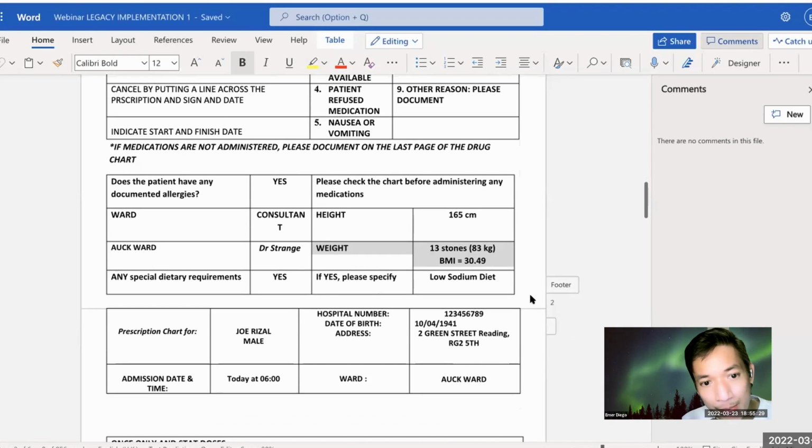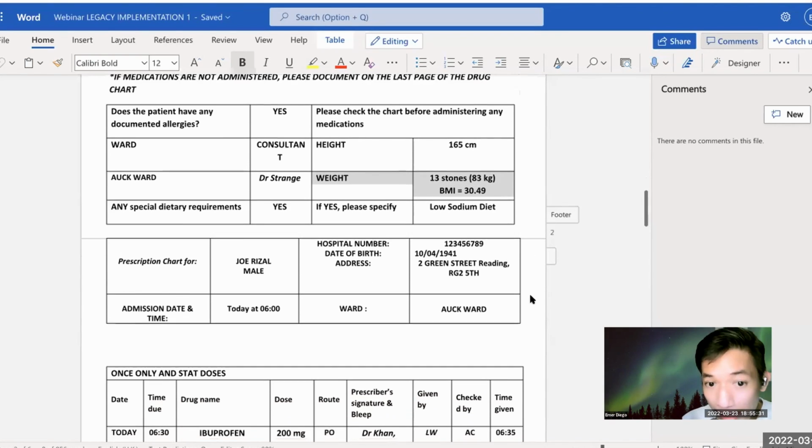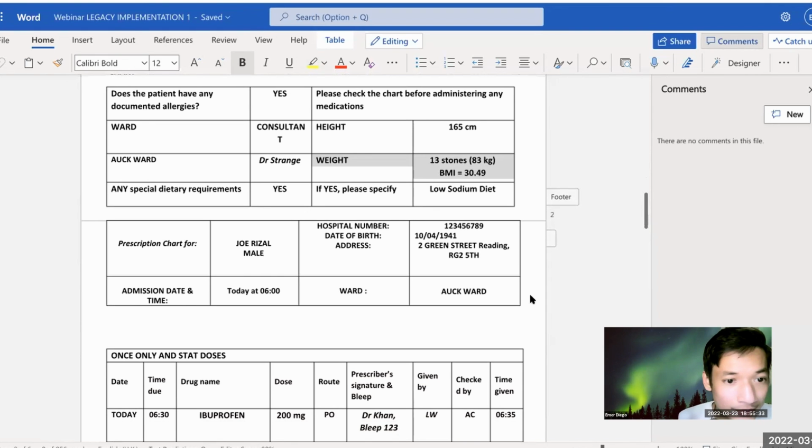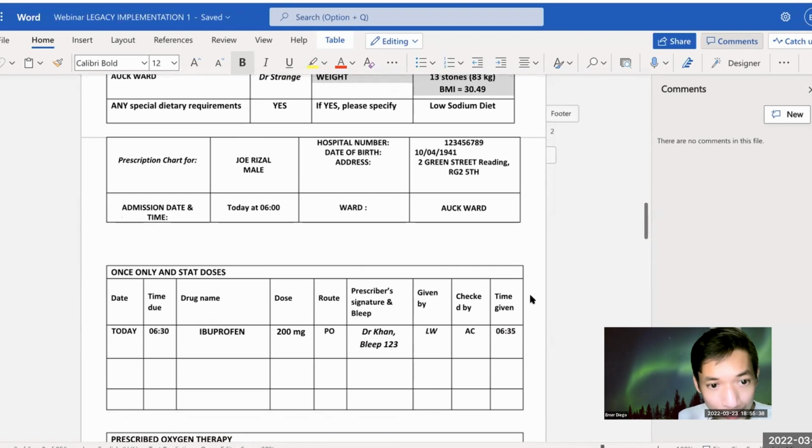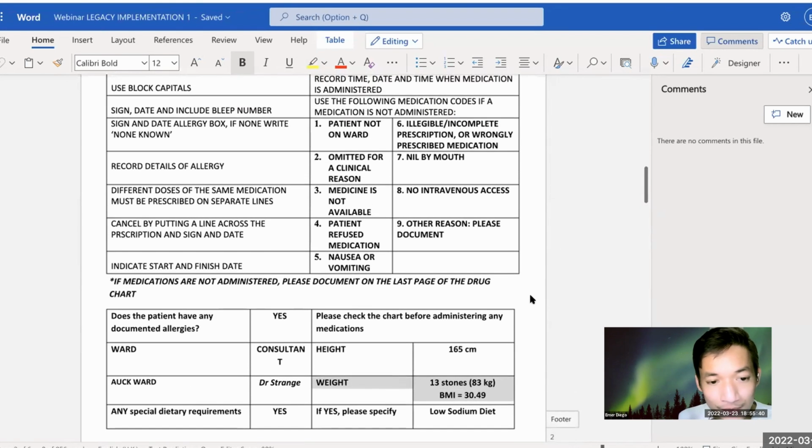So please remember your paracetamol, and it may be a trick on the examination. Okay. So second page, any question with regards to the first page? You're happy with this, yeah?